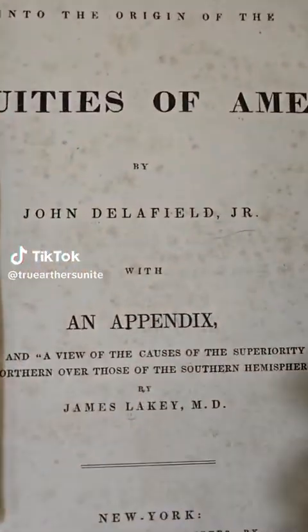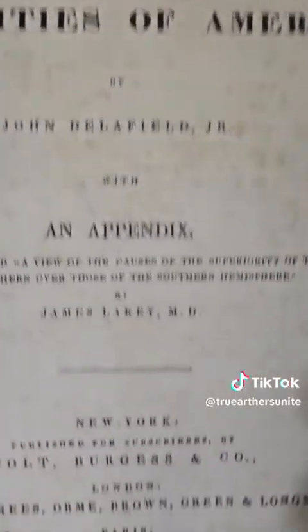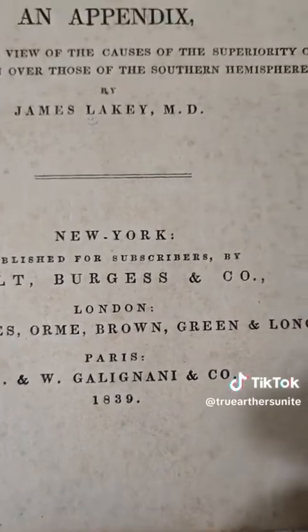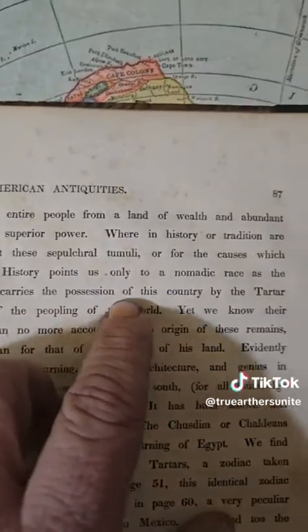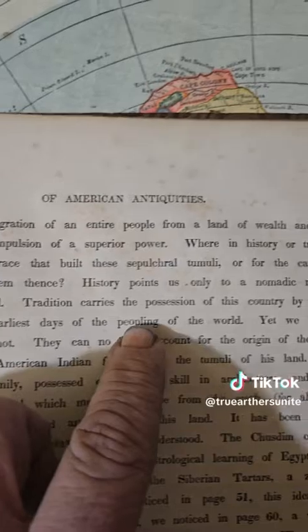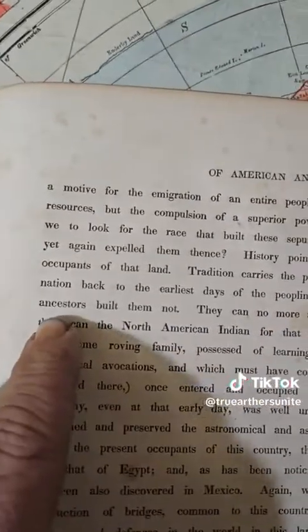According to John Delafield Jr., An Inquiry into the Origin of the Antiquities of America, published in 1839, he tends to think tradition carries the possession of this country by the Tartar nation back to the earliest days of the peopling of the world, yet we know their ancestors built them not.